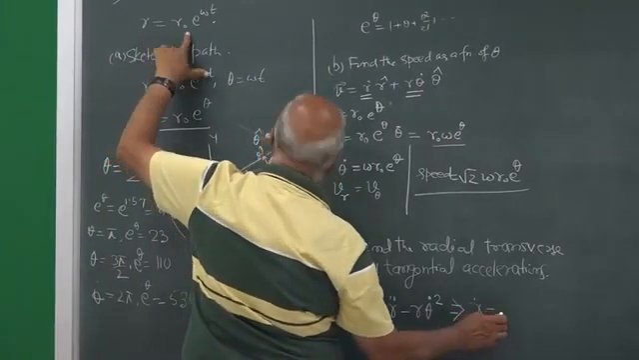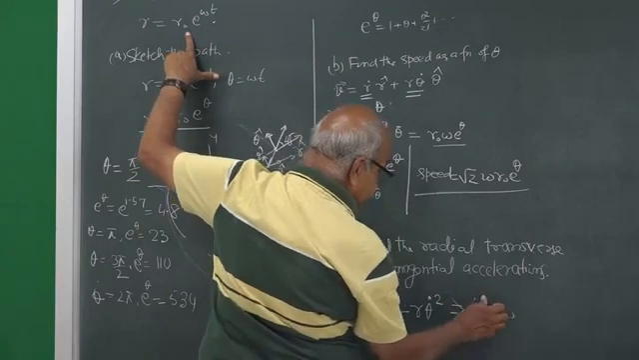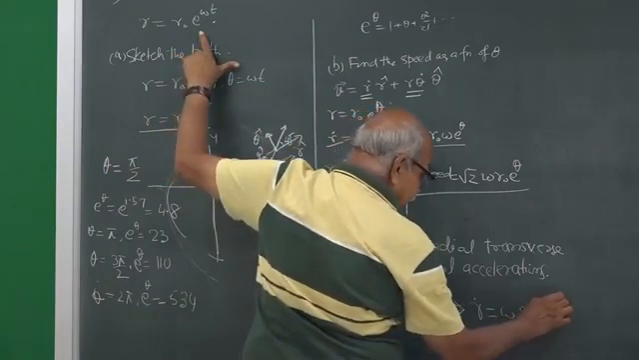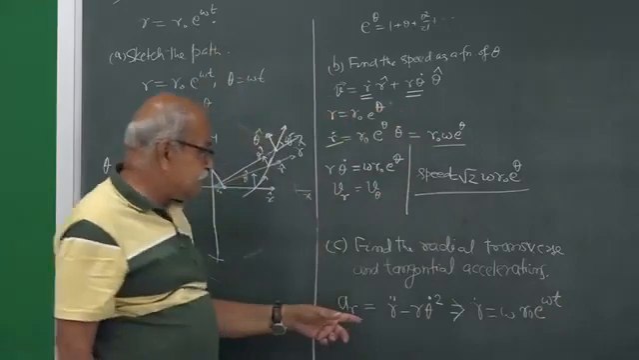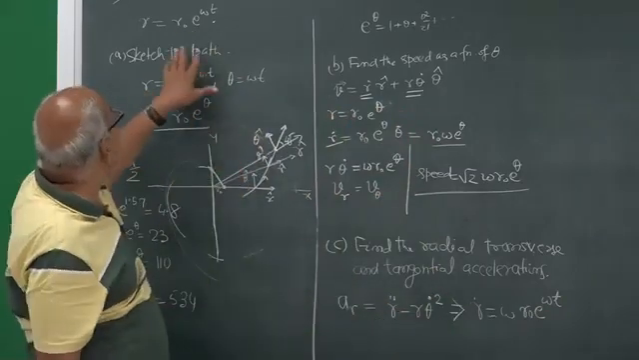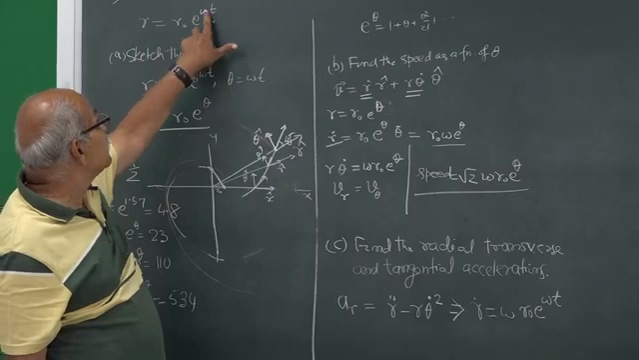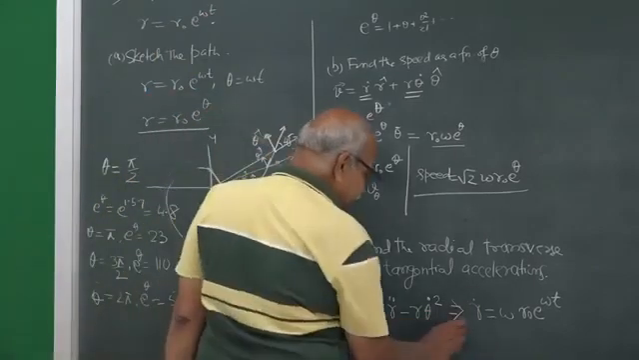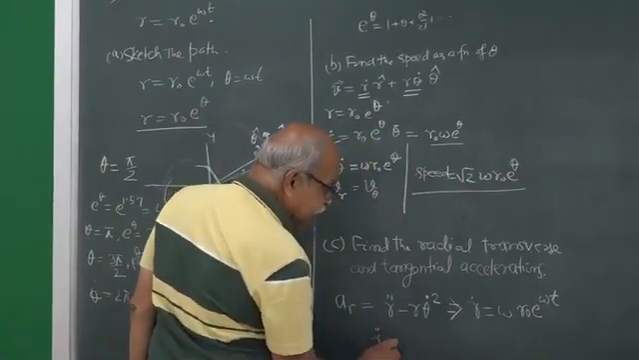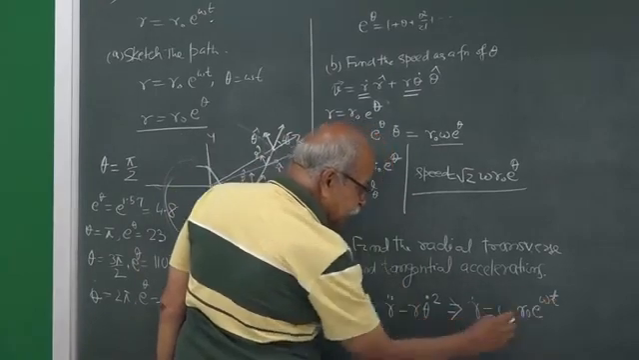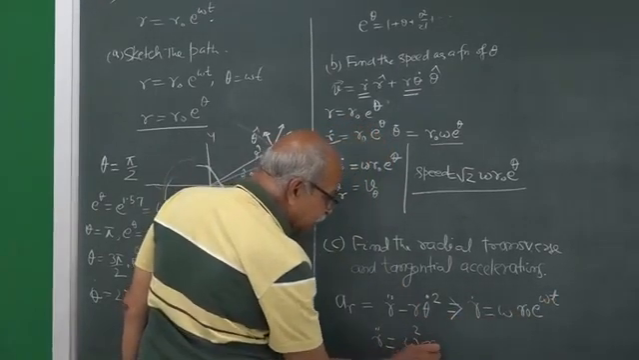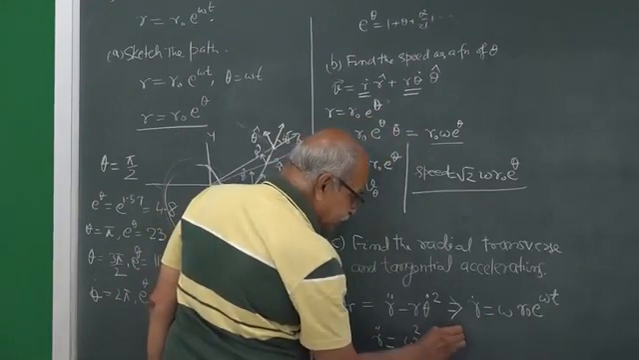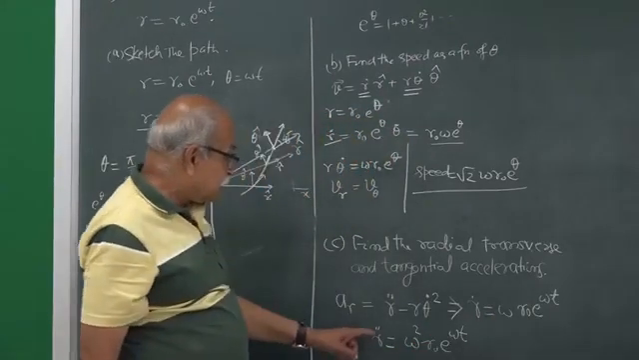r dot is omega times r naught e power omega t. So, we are differentiating with respect to time, and r is given by this. With respect to time you differentiate, this omega comes here. So, omega r naught e to the power omega t, that is r dot, and therefore r double dot is, once again differentiating with respect to time, omega square into r naught and then e power omega t. That is r double dot.